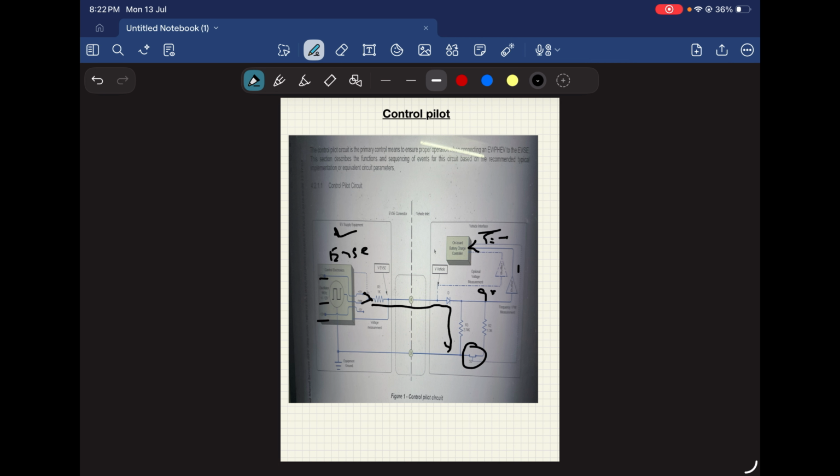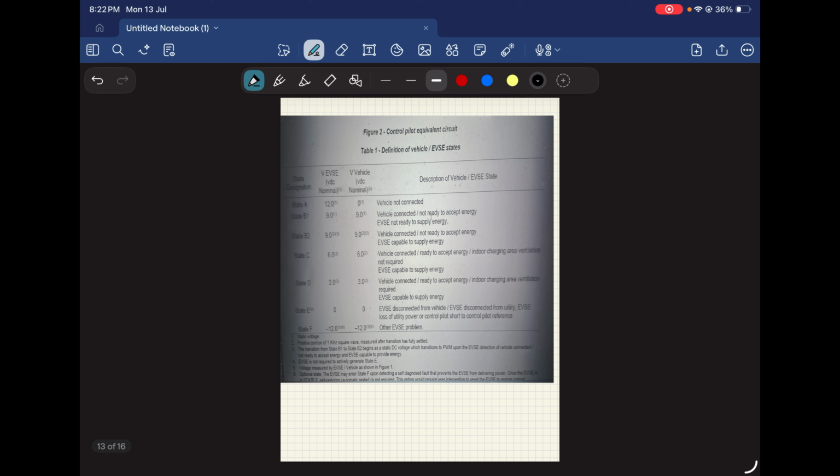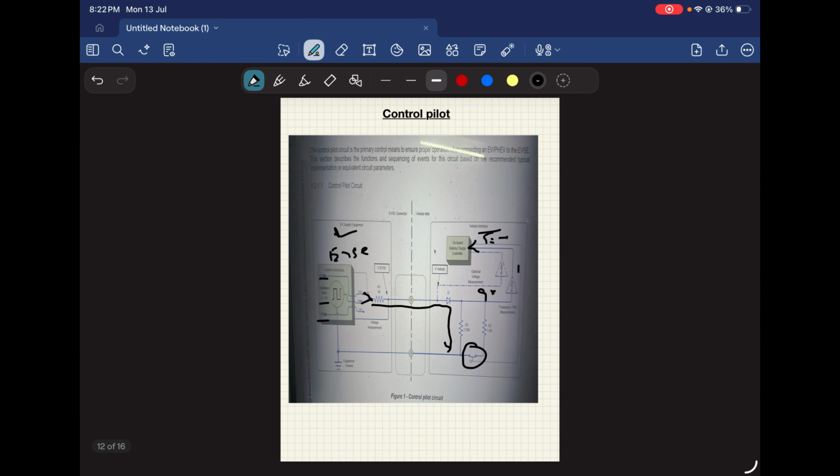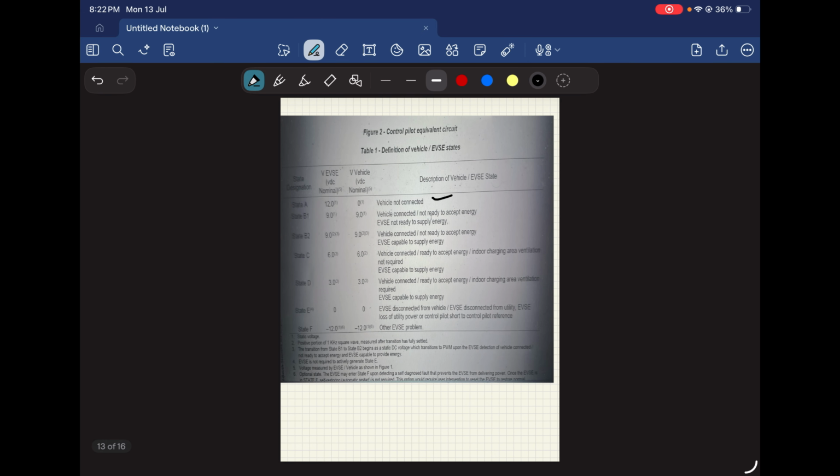So going here, these are the different states, state A to state F. State A means the vehicle is not connected. There is no connection in between. Then what will be there? Here 12 volts, here 0. This means state A.